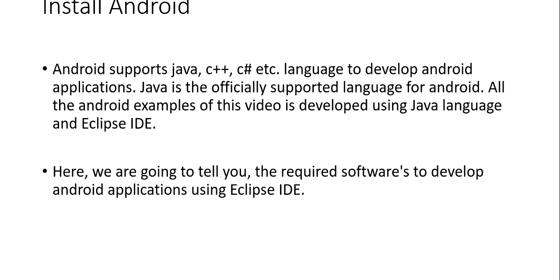Android Studio supports Java, C++, C Sharp, etc. languages to develop Android applications. Java is the officially supported language for Android. Java officially supported language क्यों है? क्योंकि Java के अंदर ज़्यादा libraries हैं बाकी languages से. That's why Java is the officially supported language for Android. हमारी जो वीडियोस में सारे Android के एग्जांपल्स होंगे वो Java से ही होंगे. All the Android examples of this video are developed using the Java language and Eclipse IDE.